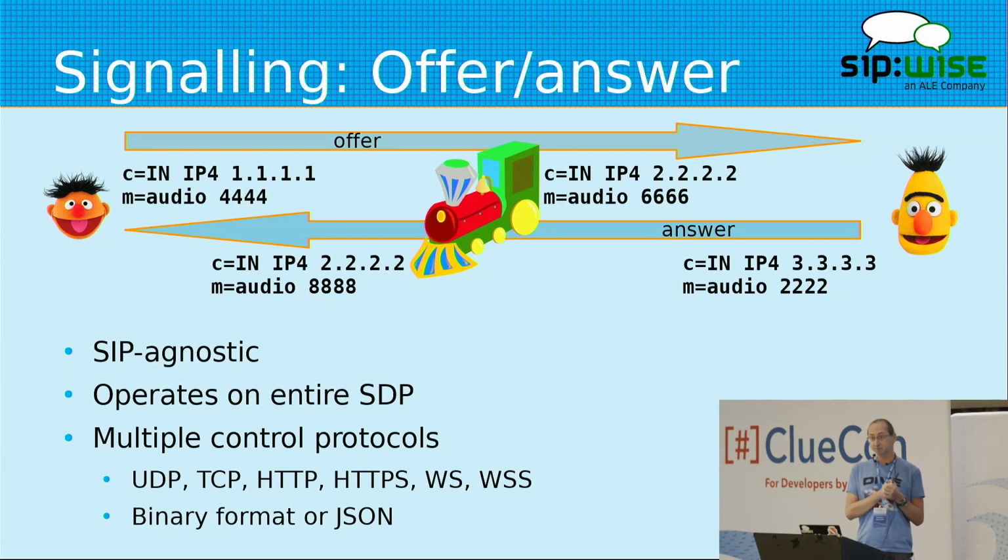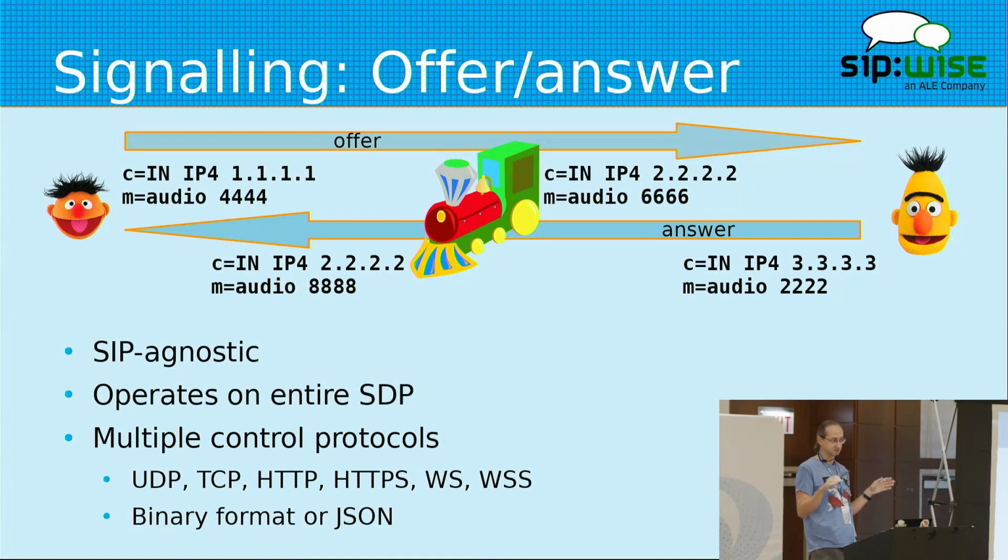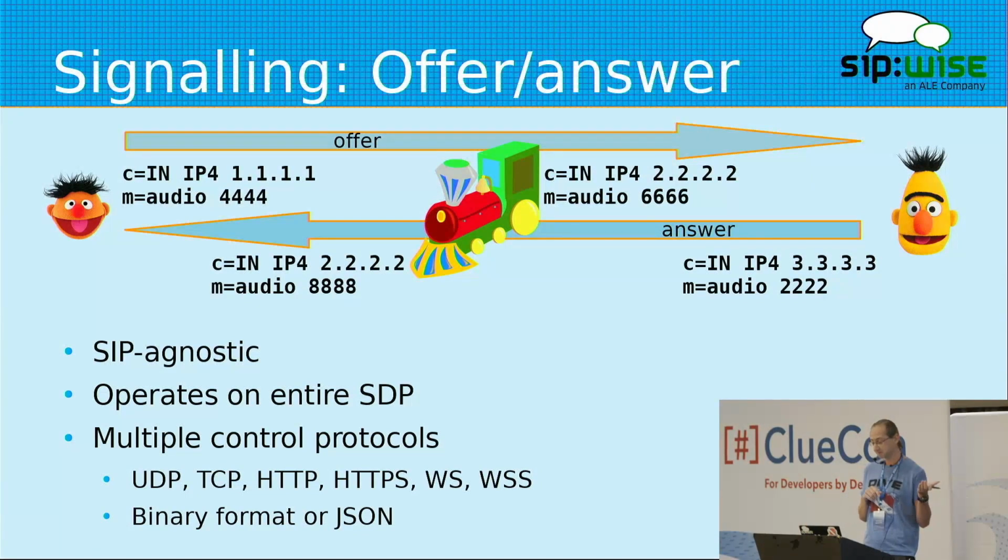All this happens without any knowledge of SIP. So RTPengine doesn't do any SIP, it doesn't like SIP, doesn't want SIP. It only operates on SDP and RTP. If you look at the control protocol, there are some fields in there that look like SIP, like call ID, from tag, but those are just identifiers. As long as they're unique, it doesn't matter what they are. Control protocols, we have a number of them: UDP, TCP, even HTTP and WebSocket now. The native protocol is kind of a binary protocol, but you can use JSON now too.